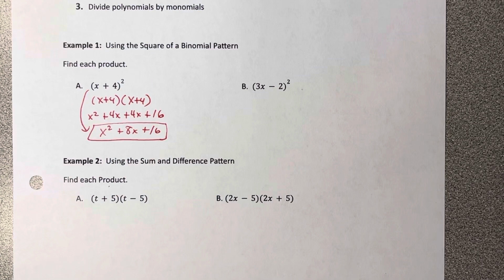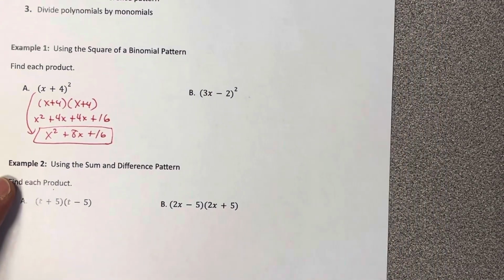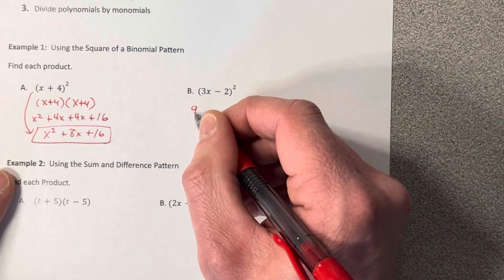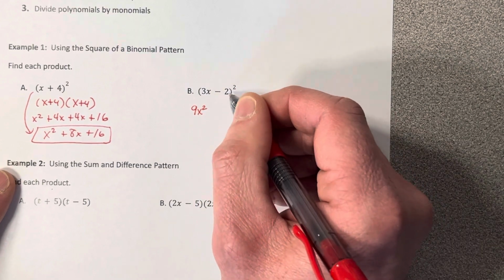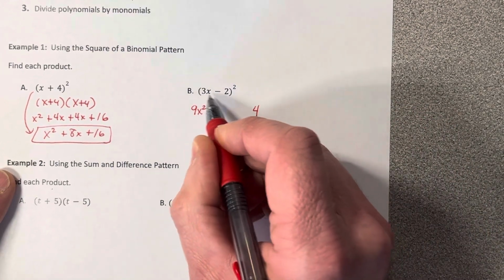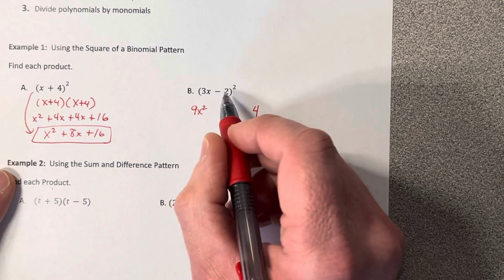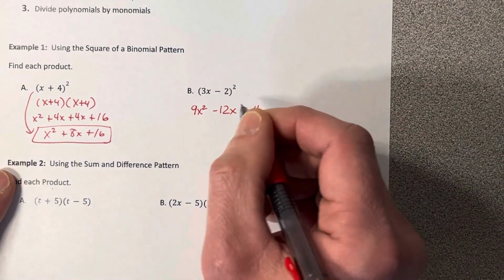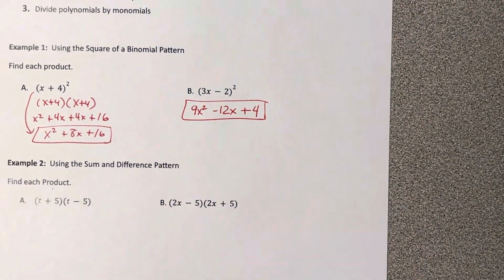Now, once you get the pattern down, it is quicker, but as you're learning the pattern, it may take a while to stick. All right, so on this next one, I'm going to use the pattern. 3x squared is going to be 9x squared. Negative 2 squared is 4. In the middle, we multiply these together, get negative 6x. Double it, we get negative 12x. Just like that, my friends, just like that.